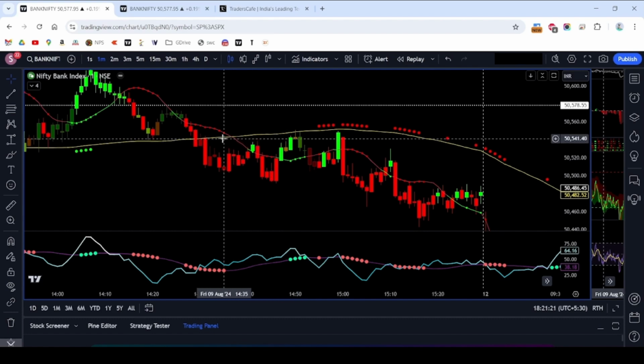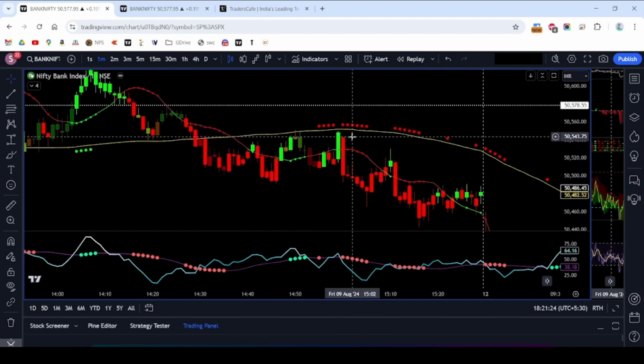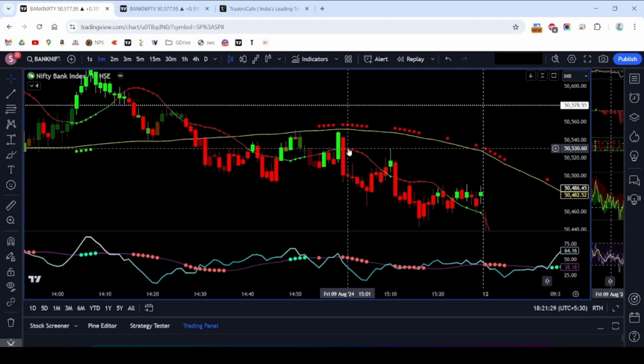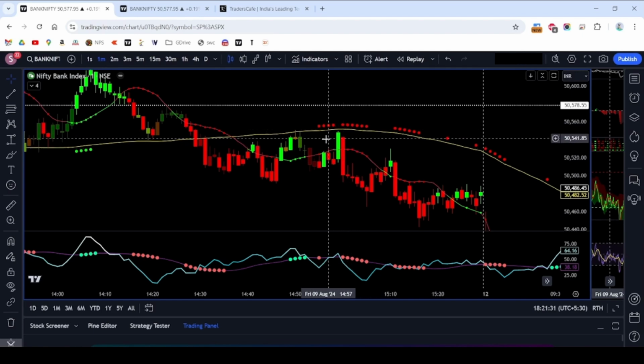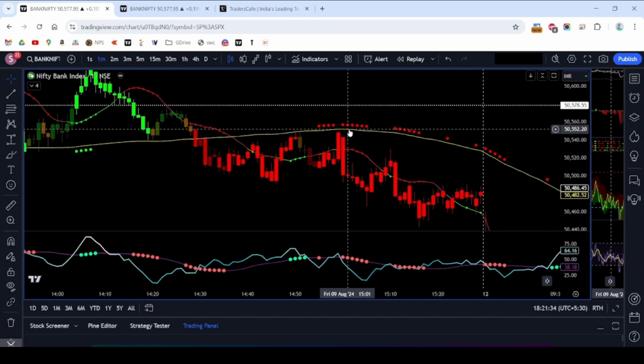Around 15:15, which is very late in the day, there is a trend change that can be seen. The first signal is printed around 15:01, and the slow line is also on top of the fast line, so this is a valid entry.